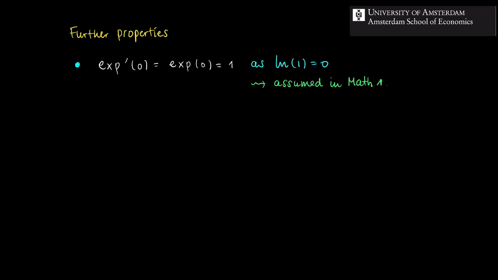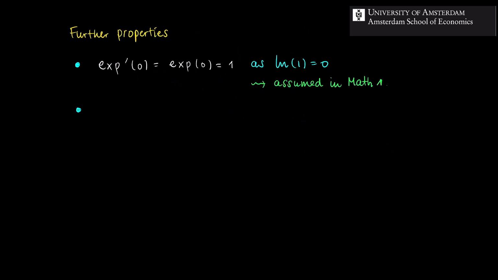Okay, we can show further properties of this exponential function. For instance, the exponential function differentiated at 0 is the exponential function at 0, which equals 1. And why is that? Well, the exponential function evaluated at 0 is 1, since its inverse, the logarithm of 1, equals 0. So this was an essential property that we assumed in the Math 1 calculus course.